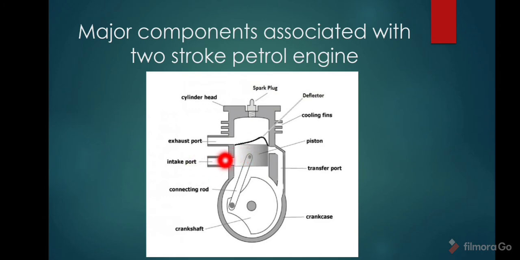Through the intake port, the air-fuel mixture comes inside the crankcase. Through the transfer port, the fresh air-fuel mixture goes to the combustion chamber, and through the exhaust port, the combustion product is thrown out from the cylinder.